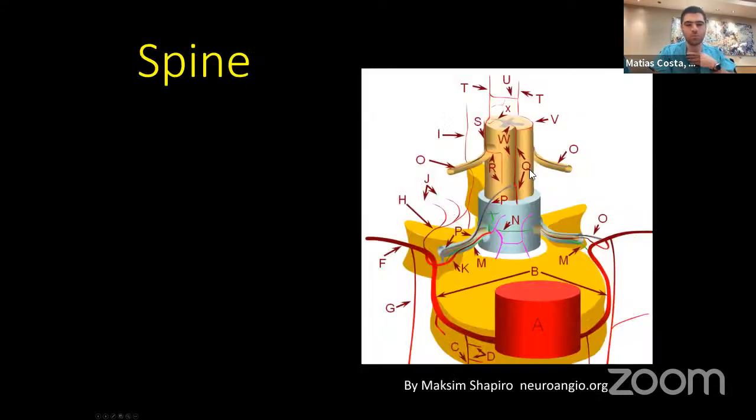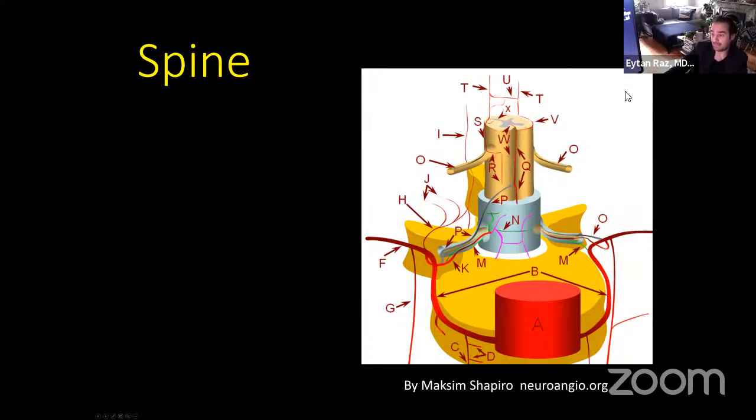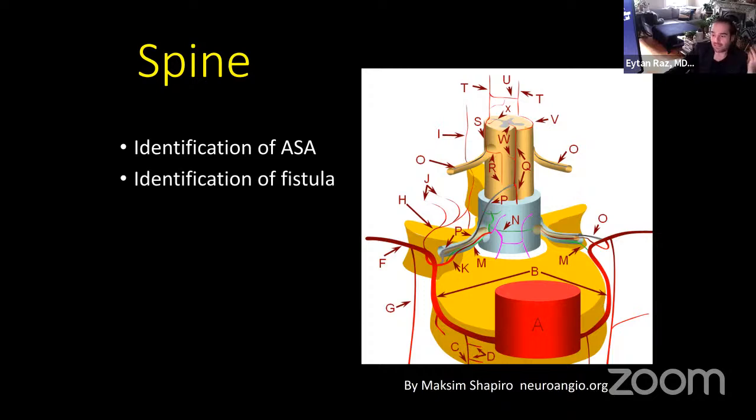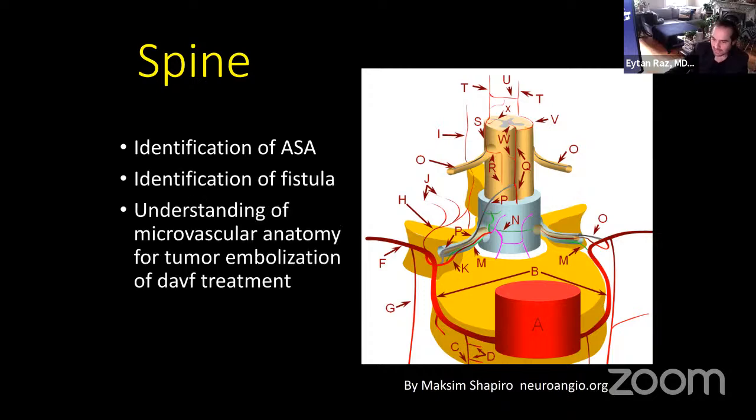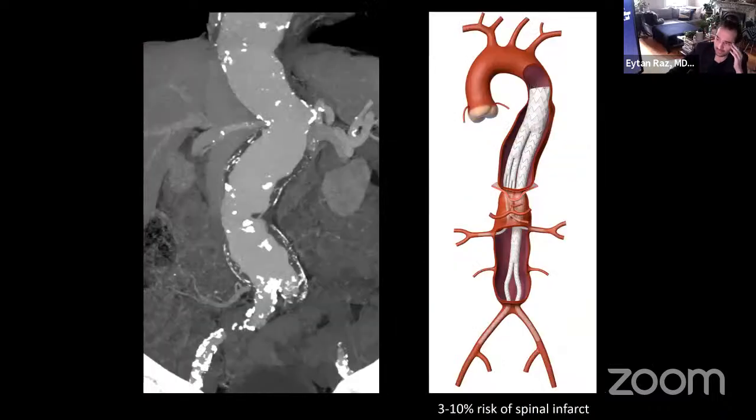Okay. So moving forward to spine. Spine is another territory where the use of this imaging is really important and necessary, for multiple roles: identifying the anterior spinal artery, identifying the fistula, and understanding the microvascular anatomy when you do either tumor embolization or treatment of dural AV fistula.